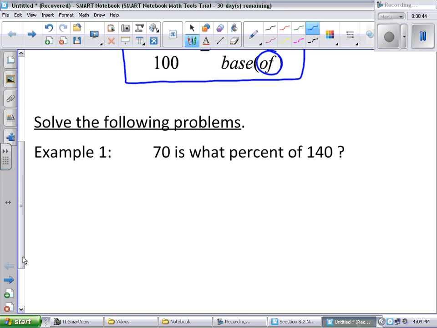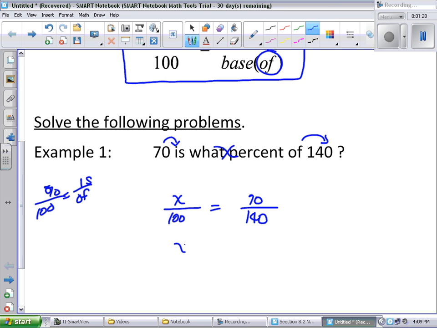Example 1. 70 is what percent of 140? So I'm going to set up my formula. Percent over 100 is equal to the is over the of. So I have 70 is what percent, now the percent is what I'm looking for, X percent of 140. The of is 140, the 70 is the is. So I have X over 100 equals 70 is the is and 140 is the of. So I have X over 100.